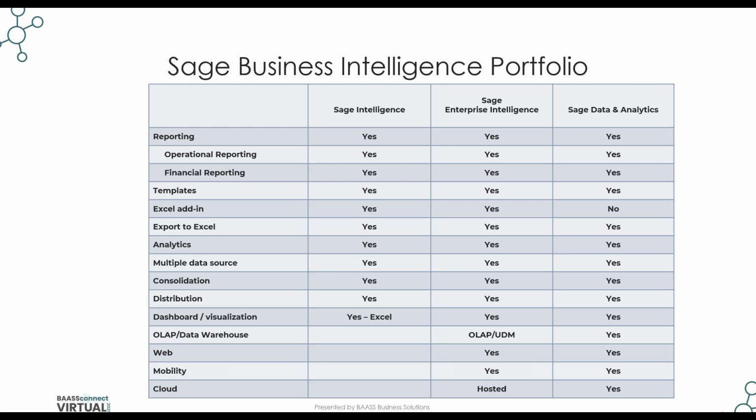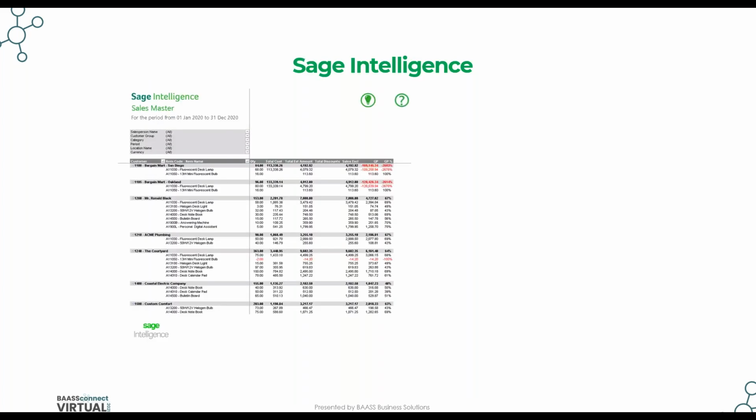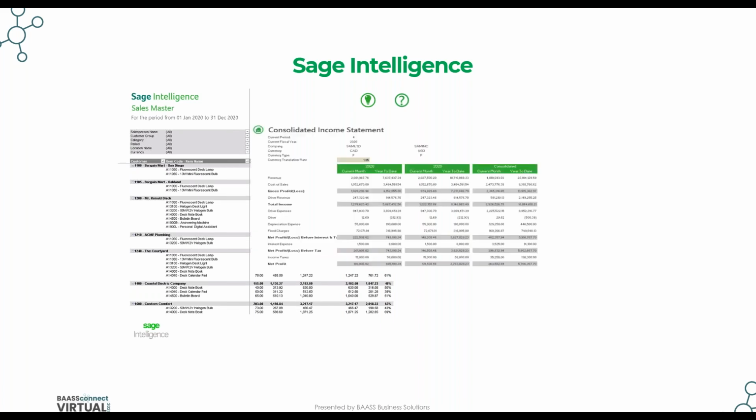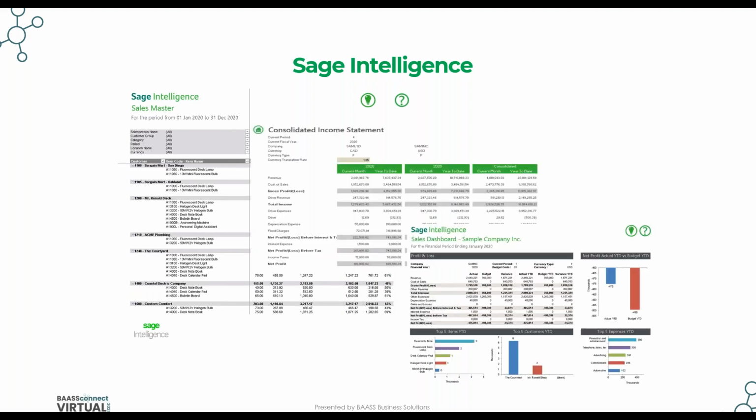These are Sage's BI solutions. Please note, there are numerous other ecosystem BI solutions available as well. Let's take a look at each of them briefly. Sage Intelligence is an Excel-based tool, part of the Sage 300 bundle.